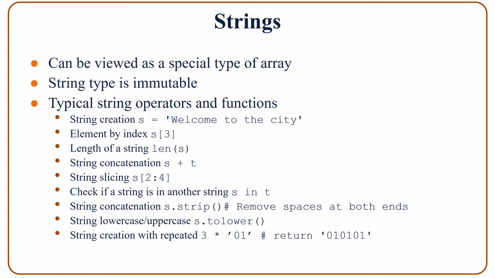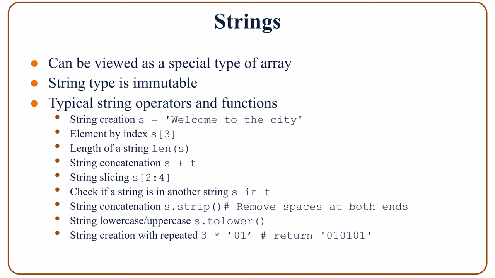We need to be careful here. s + t would mean we create a new string, and the value of the new string is the concatenation of the value in s and the value in t. For string slicing, meaning we want to take a slice of the string, we give it the index of the first letter. Also be careful that the notation s[2:4] would mean we take the characters at index 2 and 3, but not 4.